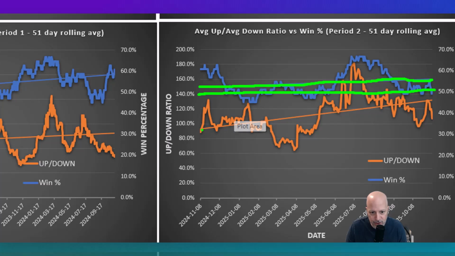And then for the orange, which we want to be over this 100% line as much as possible, we see that the trend line is definitely pointing in the right direction, that the up days are bigger than the down days. And many of these data points of the 51-day rolling average are falling above that 100% line, which is good to see.